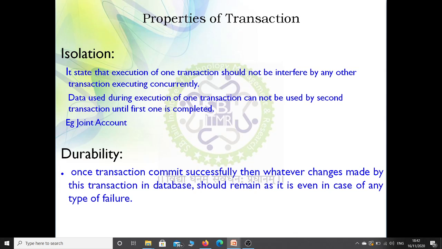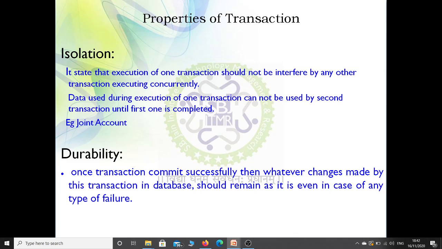Another example is a joint account. Suppose two persons, A and B, have a joint account, and in their account only 1000 rupees is there, and both A and B want to withdraw 500 rupees from the account. Are they able to withdraw the money? No, they are not able to. Only one person will get 500 rupees and the other person will get a message that insufficient balance is there. So this is what the isolation property is.